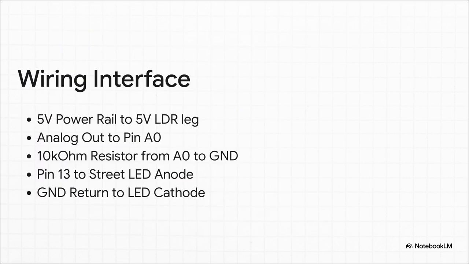So, how do we physically wire up this interface? Let's map it out. We pull 5 volts from the Arduino's power rail directly to one leg of the LDR. The real magic happens at the other leg, which actually splits. One path goes to our analog input pin A0 to be read by the brain, and the other path routes right through that 10 kilo-ohm resistor down to the ground rail, pulling the voltage down. Finally, we connect digital pin 13 to our street LED's positive anode and route the LED's negative cathode back to ground. And just like that, our physical prototype is fully built.